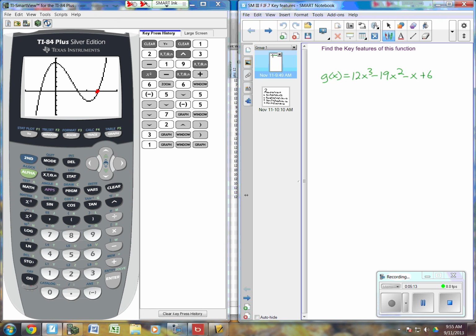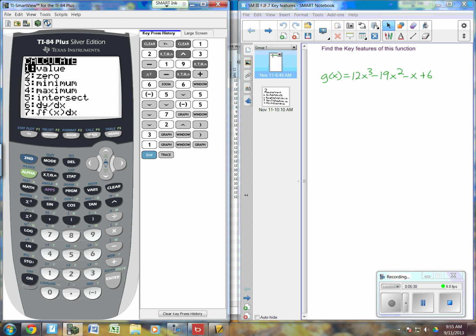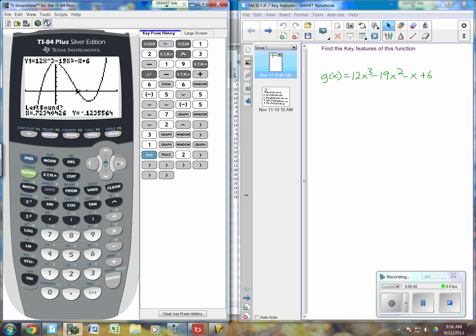Say that again. 1.276 comma what? 1.382? Do we need to do this one? Okay, let's do this one. Remember, you hit second and the trace button, bring up the calc menu. We're looking for a zero, which is number 2, right? We go to number 2, and we use the right and left arrow keys to move over there.